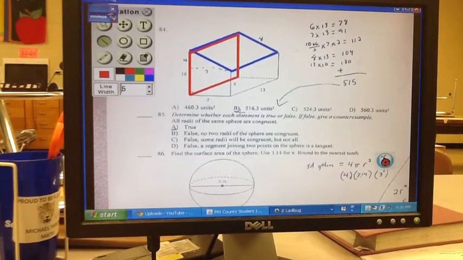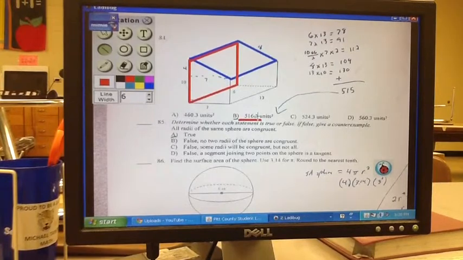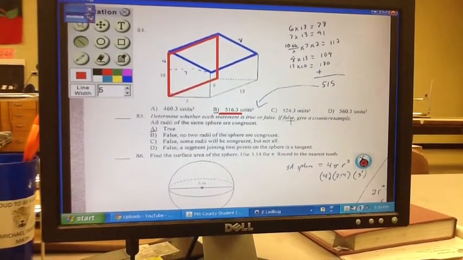Notice here I rounded a little bit. There's no one other near 515. It ends up being 516.3.